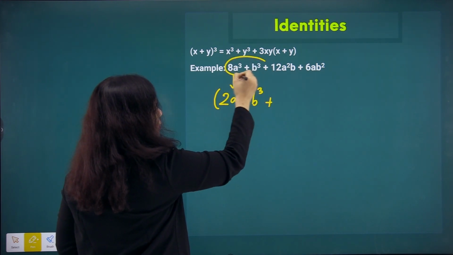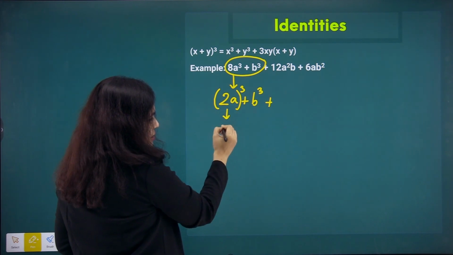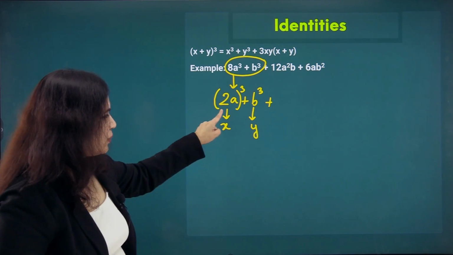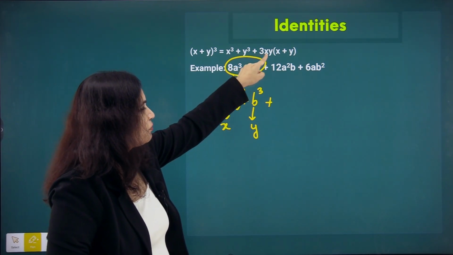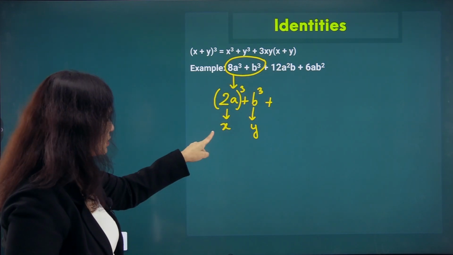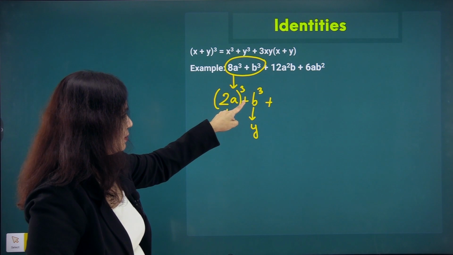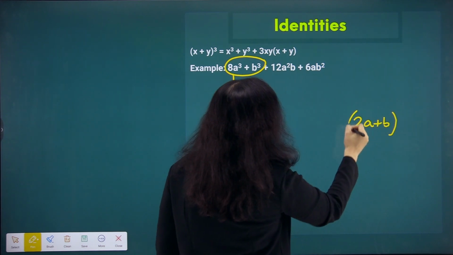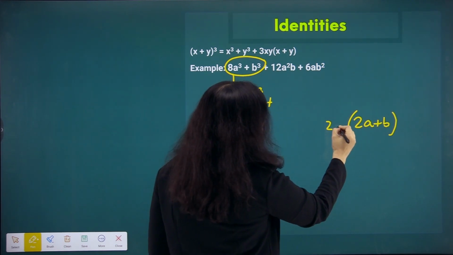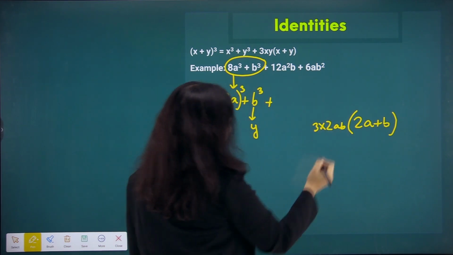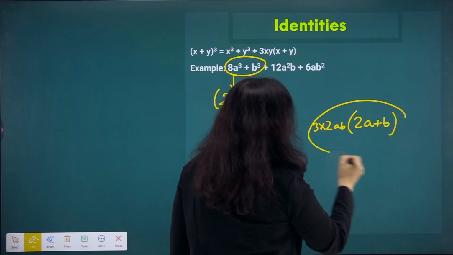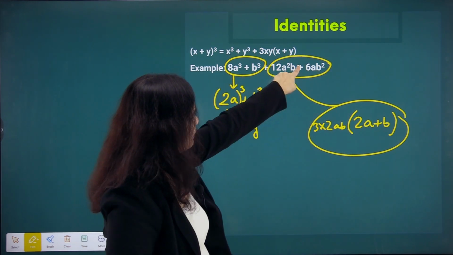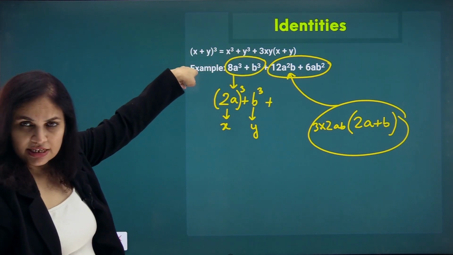Right, this was my target. So, I can very well relate that 2a could be my x and b could be my y. So, if 2a is x and b is y, then 3xy into x plus y should give me 3 into 2a into b multiplied with 2a plus b. On expanding this, I must get this result. If on expanding this I get this result, then this identity is completed.